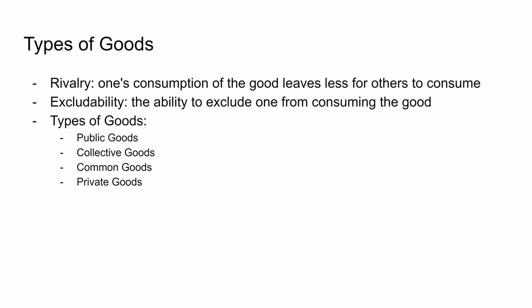All right, so types of goods. Before we talk about the types of goods, there are 2 different factors that we use to classify goods. The first of these is rivalry, and basically it's when one's consumption of the good leaves less for others to consume. And the second is excludability, the ability to exclude someone from getting that good. So the types of goods that we will examine here today would be public goods, collective goods, common goods, and private goods.